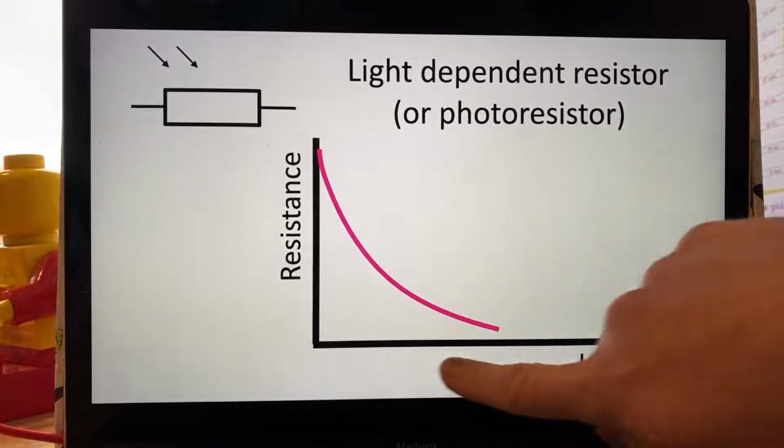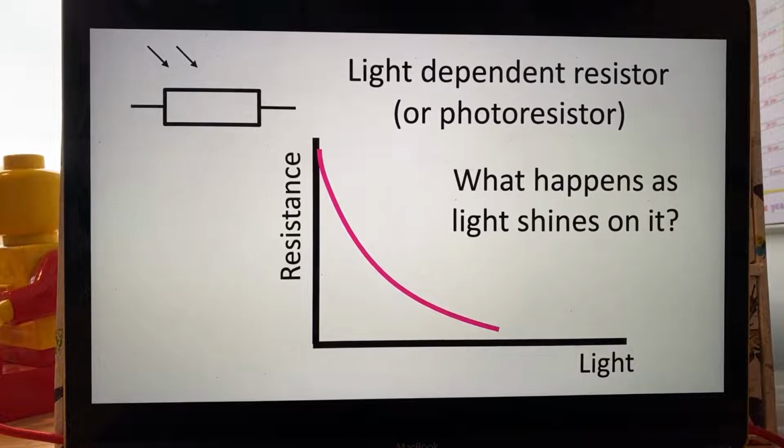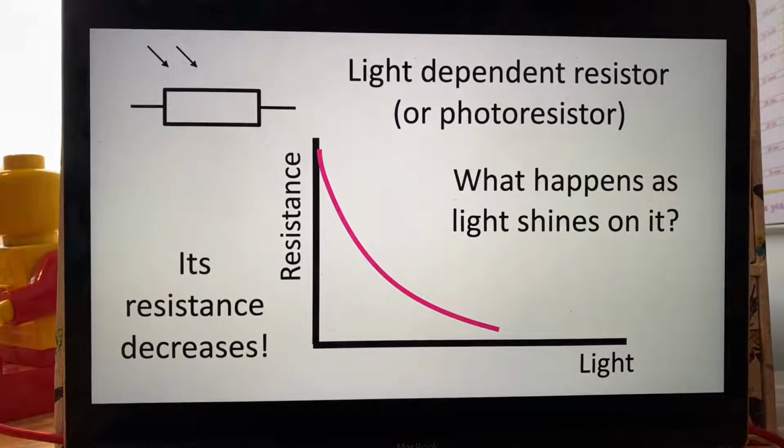But basically, as light increases, look what happens. What happens to a light-dependent resistor as light shines on it? As you shine more and more light on it, what happens? You've got a graph, you tell me. The graph starts high and then it swoops down low, but it doesn't quite touch the bottom. I don't think this is rocket science, but I will be silent for 2 seconds. Its resistance decreases, doesn't it?